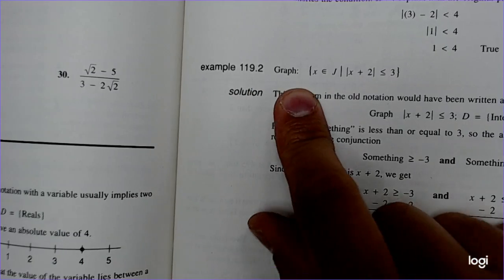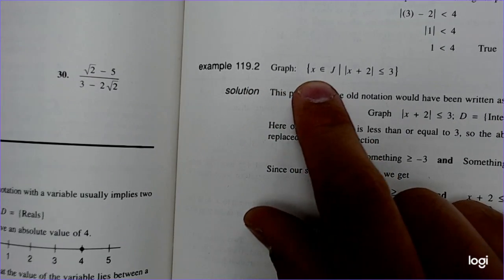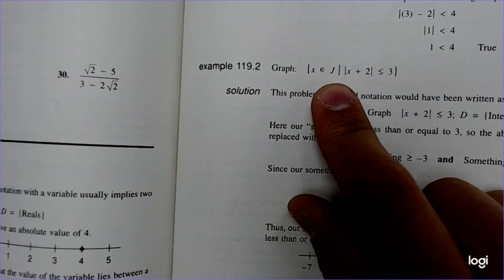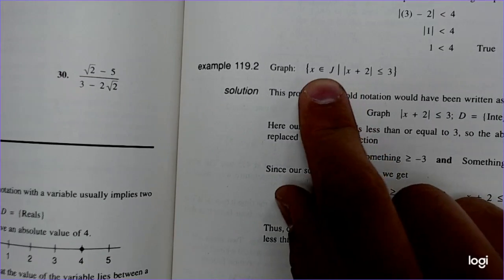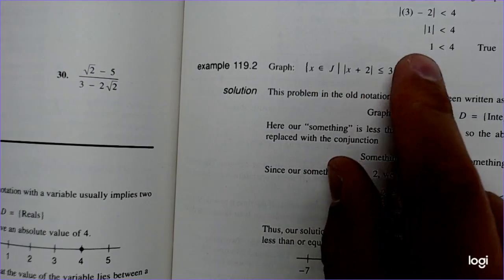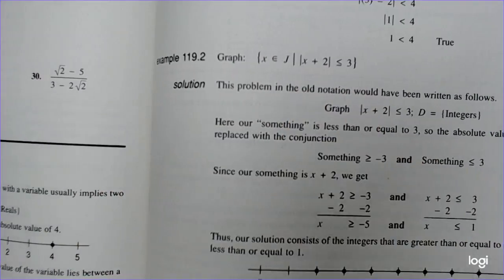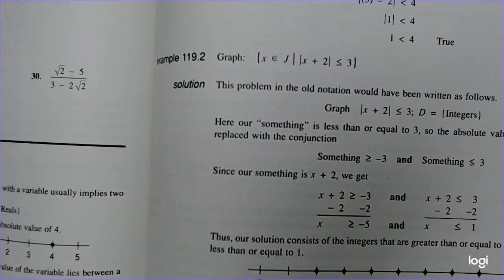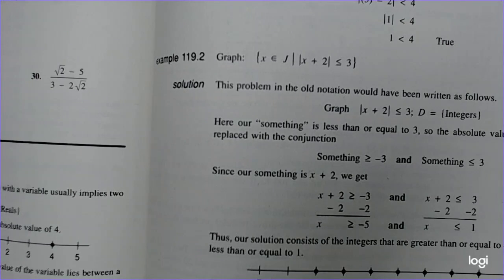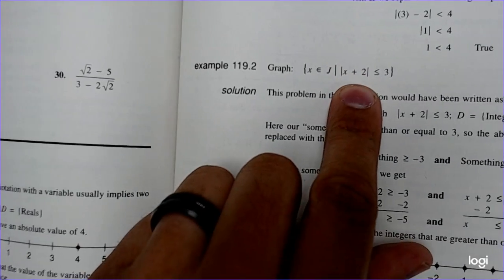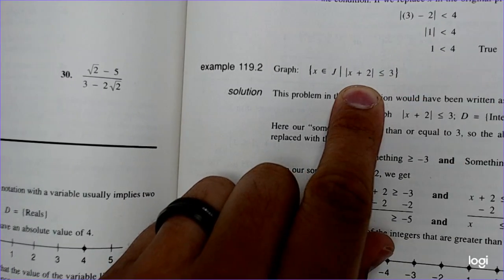But we've got graph x is a member of the set of J, which if you remember is integers, such that the absolute value of x plus 2 is less than or equal to 3. This absolute value means that we have to test the positive and negatives of the graph. What that tells me is that this is going to be a conjunction or a disjunction. The first thing that you can do, as soon as you see this absolute value, is realize that you have to deal with the positive and negative.